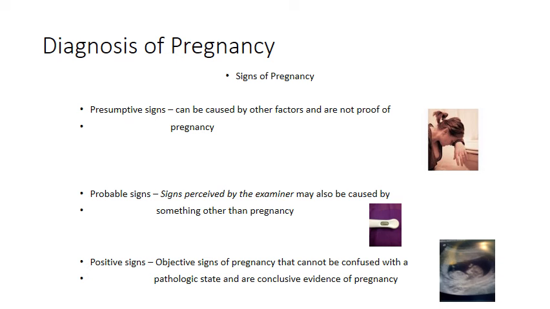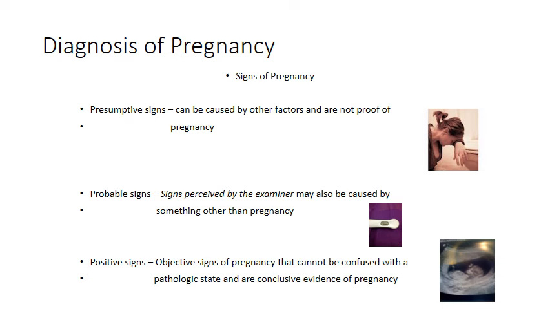The first one is by the signs of pregnancy. You have presumptive signs. They can be caused by other factors and may not be proof of pregnancy. These would include amenorrhea, morning sickness, breast tenderness, fatigue, urinary frequency, quickening, breast enlargement, abdominal growth, darkening of the areola. Sometimes you'll see what is called chloasma. It's kind of a mask of pregnancy.